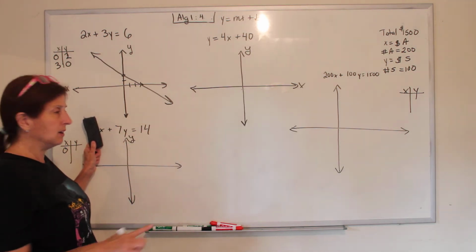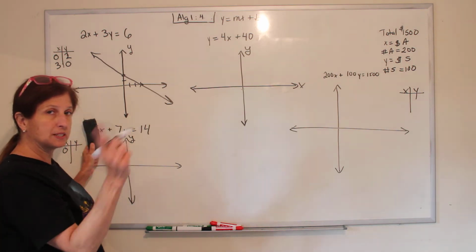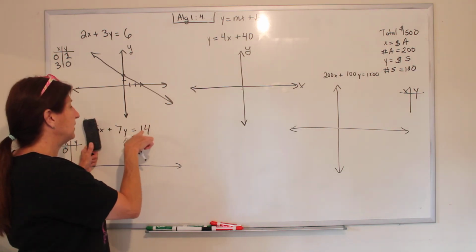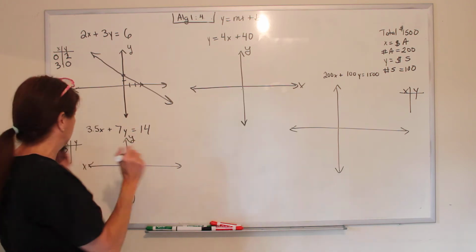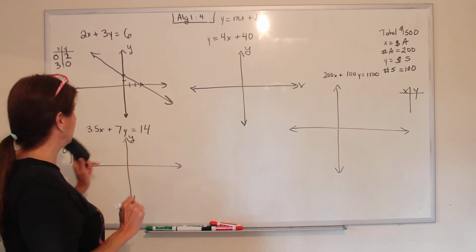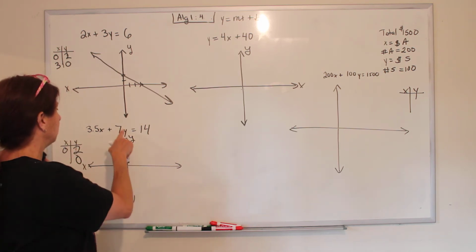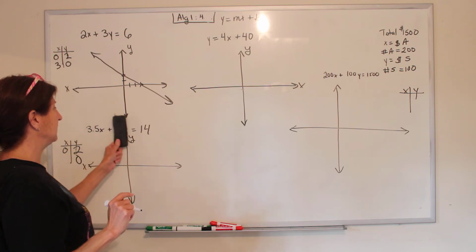Why is y not alone? It's being multiplied by 7. What's the opposite? Divide by 7. What I do to one side, I do to the other. 14 divided by 7 is 2. So if x is 0, y is 2. Now we'll do it the other way. What about if y is 0? You write your 0 there. 0 times 7 is 0.